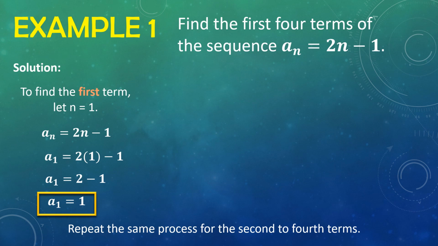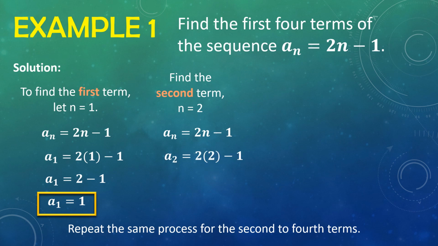Repeat the same process for the second to fourth terms. Find the second term where n is equal to 2. Copy the given and substitute the value. Then you simplify. A sub 2 is equal to 2 times 2, which is 4. Copy minus 1. So the value of our second term is equal to 3.